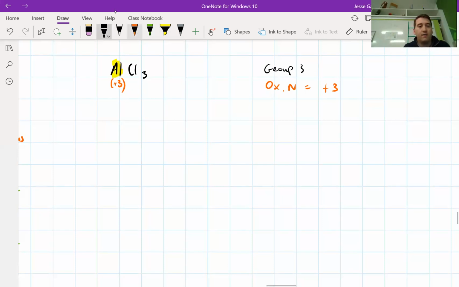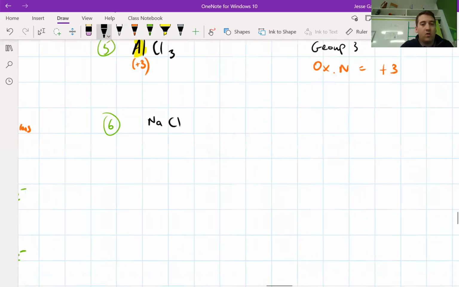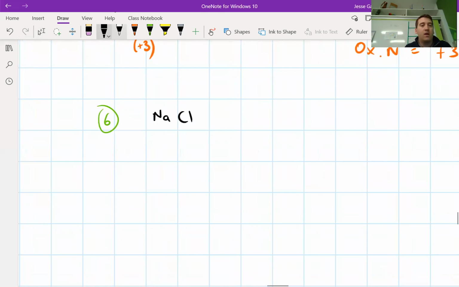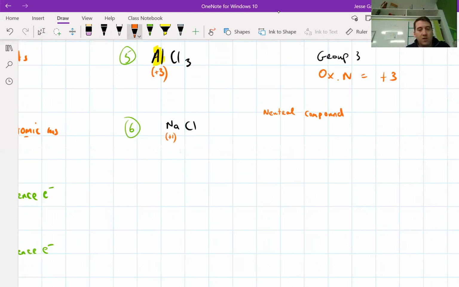Rule number 5. All right, the next one is the first place where it really starts to get tricky. And I really don't think it is that tricky, but we're going to take our time with this one. All right, let's say we have a compound NaCl. Now, we already know something about this. We already know that sodium is in group 1, so it's going to have an oxidation number of +1, like this. Which means that overall, the charges of the things inside it that make it up have to add up to 0.